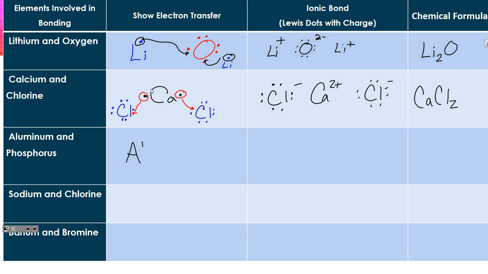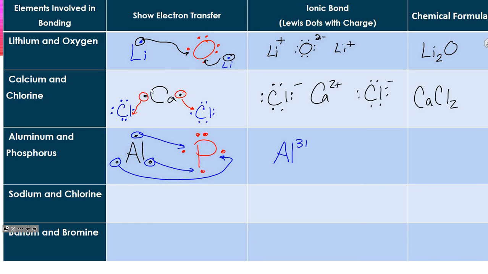Okay, so let's do aluminum. Aluminum has how many around it? 3. It's in group 3, so we're going to have 3. Okay, and phosphorus, how many around it? 5. It's in group 15, so we're going to have 5. Okay, so we've got 3 to move and 3 need places. So 1, 2, 3, right? So what do I write in the center?